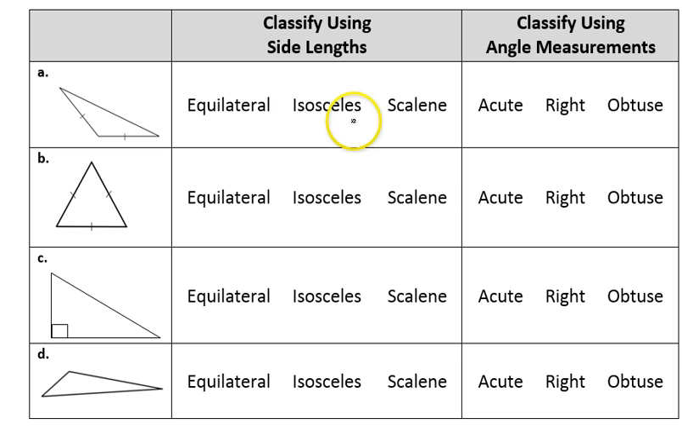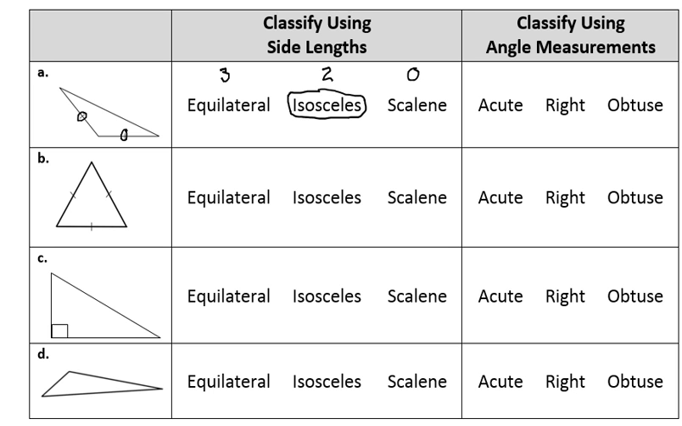I have three choices here. I could say it's an equilateral. That would mean it has three equal sides. An isosceles triangle would have two equal sides, and a scalene triangle would have no equal sides. If I look at triangle A, it has two little hash marks on two of the sides. That means that these two sides are the same length. If I have a triangle that has two equal sides, it is called an isosceles triangle.